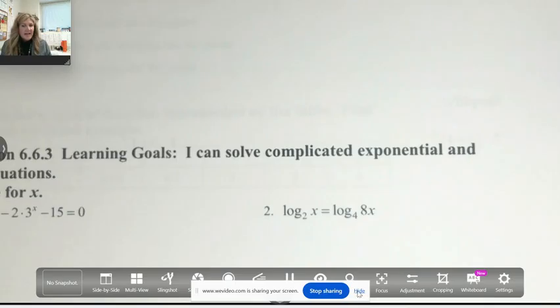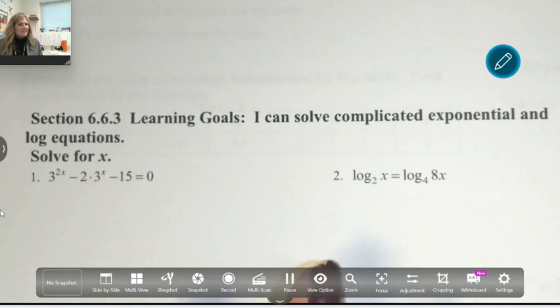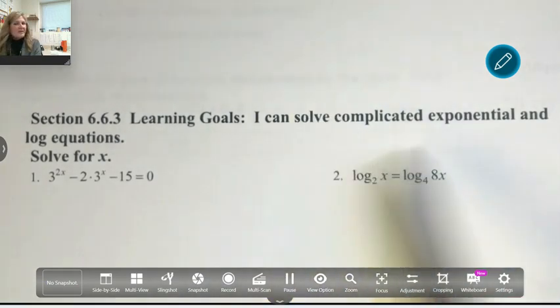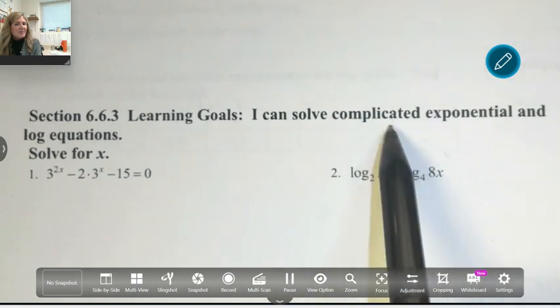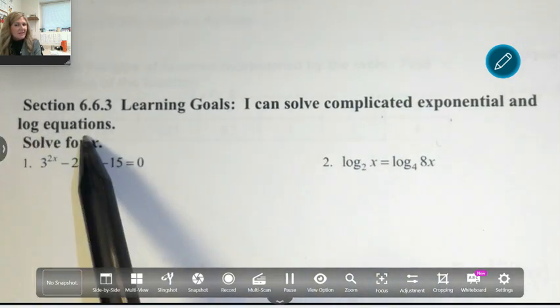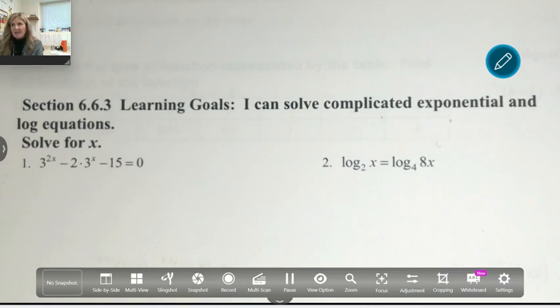All right, guys. So today we're looking at section 6.63. What we're going to be doing today is solving some complicated exponential log equations. We're also going to look at some exponents, and we're going to work with simplifying with exponents.